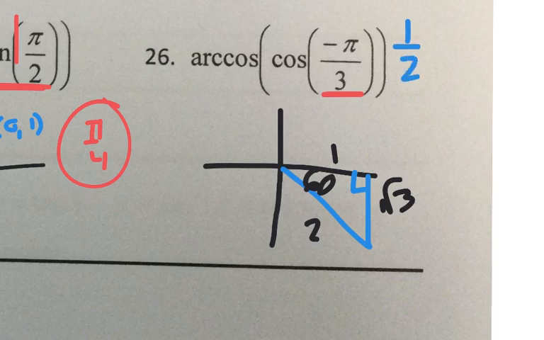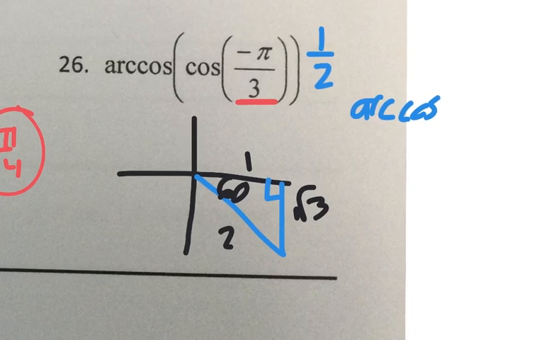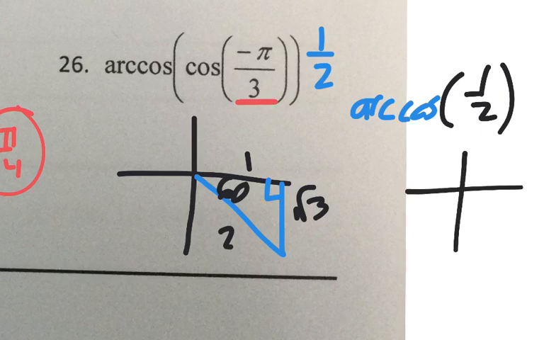So that means now I'm finding the arc cosine of 1 over 2. In what quadrants is arc cosine defined? 1 and 2. Because this ratio is positive, I'm in the first quadrant. So if I draw a triangle in the first quadrant, where the adjacent side is 1, the hypotenuse is 2, how much did I rotate to get there? 60 degrees. So in radians, what is this rotation?